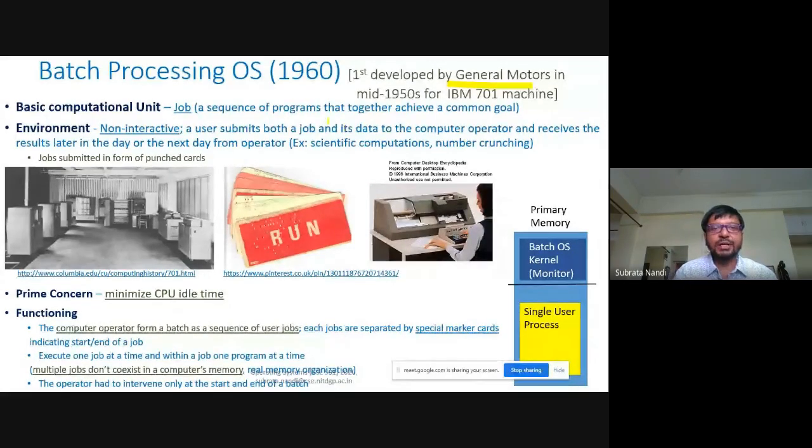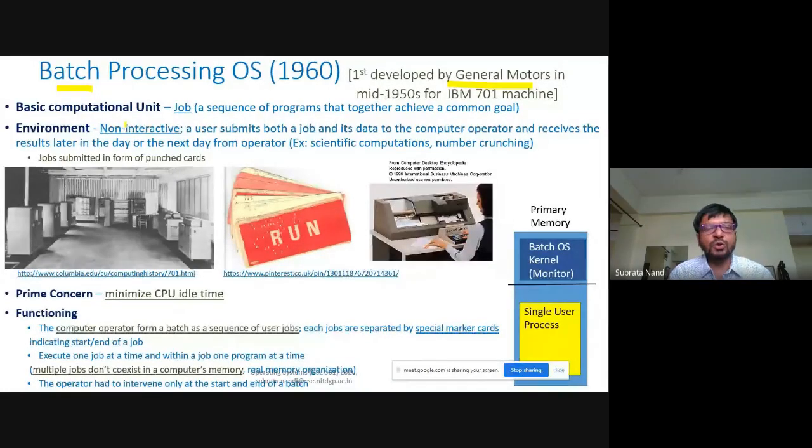And there's an operator who used to collect all the jobs and form batches. So that's why the term batch comes. So a set of jobs. First of all, a job is a collection of programs. Each program consists of a set of job cards, these punched cards. So several such programs form a job, and several such jobs form a batch.